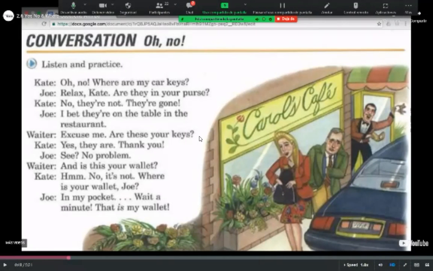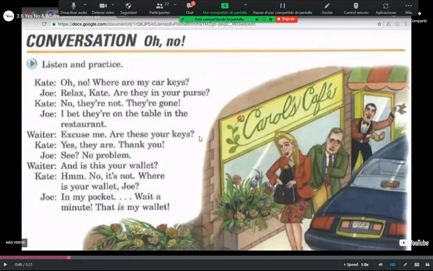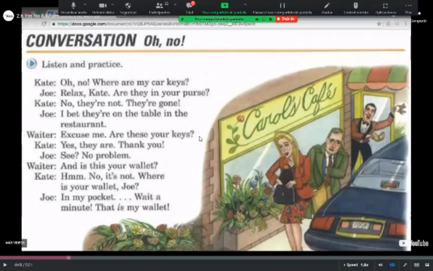I bet they're on the table in the restaurant. Y sale el mesero, right? Waiter, el mesero. Excuse me. Are these your keys? Yes, they are. Thank you. No problem. Y luego el waiter otra vez, ¿verdad? El mesero.